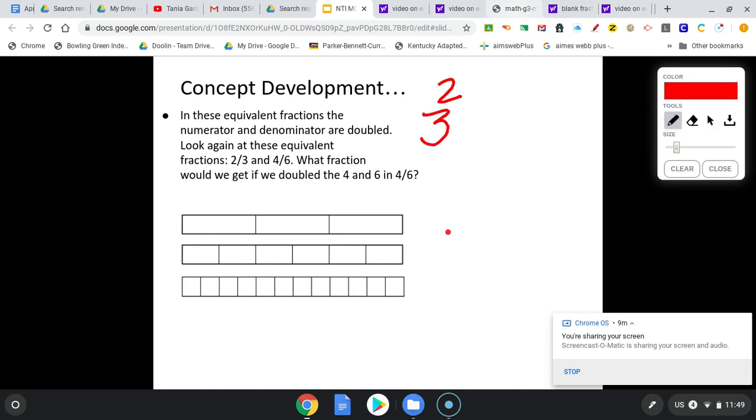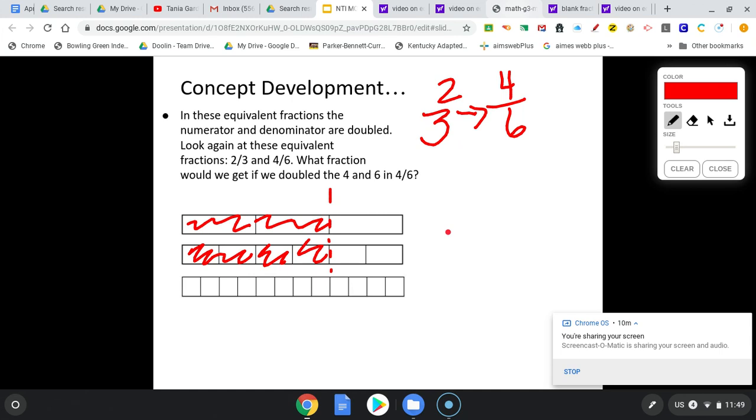So if we have 2/3 and we double the numerator, we have 4. If we double the denominator, we have 6. So let's see if 4/6 is equivalent. Yes, they are. They're at the same point on the fraction strip. They cover the same area.